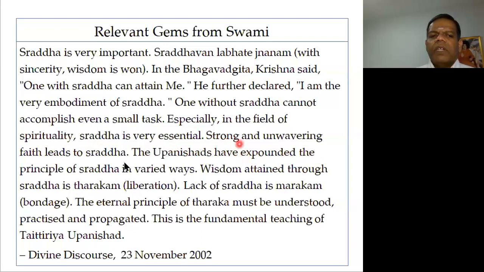Strong and unwavering faith leads to Shraddha. The Upanishads have expounded the principle of Shraddha in varied ways. Wisdom attained through Shraddha is Tarakam, liberation. Lack of Shraddha is Marakam, bondage. The eternal principle of Taraka must be understood, practiced and propagated. This is the fundamental teaching of the Taittiriya Upanishad.